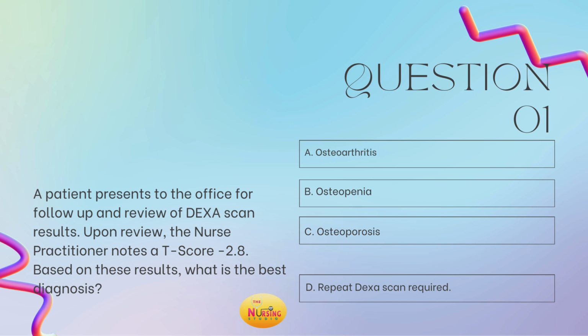All right, so I always recommend reading the stem of the question first so you can ensure that you are answering what is even being asked of you. So here the stem of the question states, based on these results, what is the best diagnosis? And I always say if they're asking for a diagnosis, you need to run it back and look for the assessment findings. So this patient came in for follow-up and review of her DEXA scan results. The T-score shows us a negative 2.8. So you need to familiarize yourself with those T-score results. But a negative 2.8 is classified as C, osteoporosis.